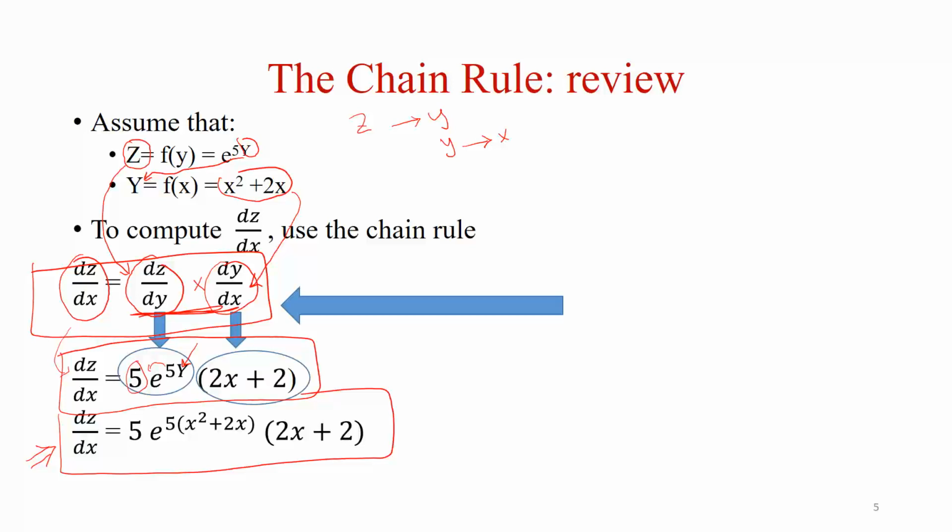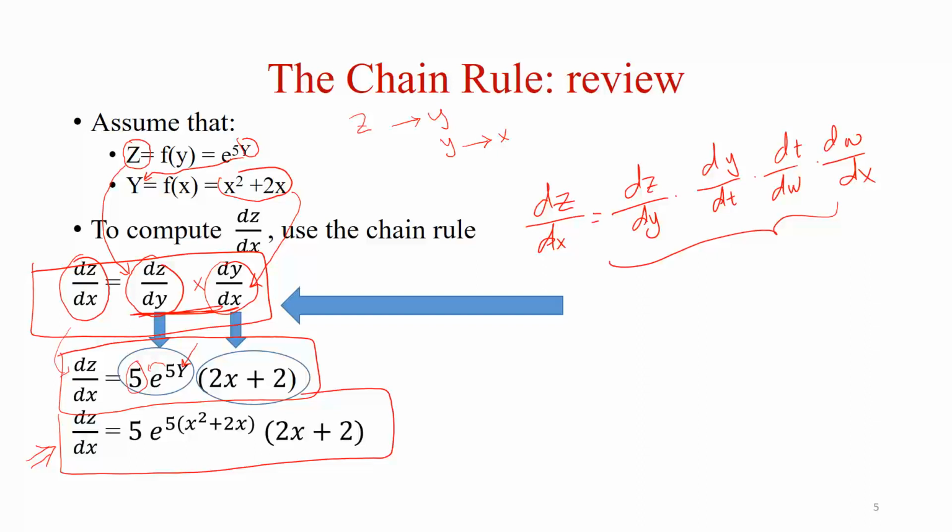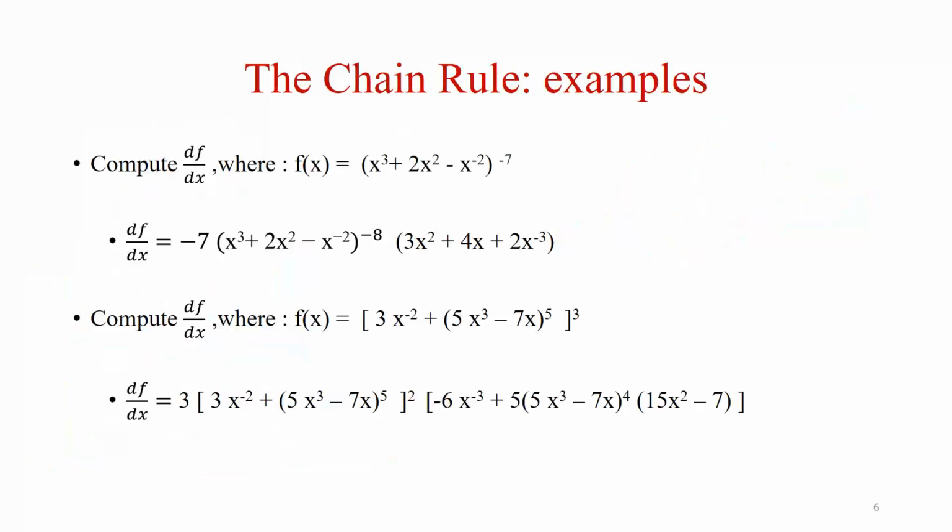Okay. And in general, you can generalize this as dz over dx, which could be equal to dz over dy times dy over dt times dt over dw times dw over dx, and you can continue with it. All this is the chain rule, and in this case we are just simplifying computing the expression using this chain of derivatives.